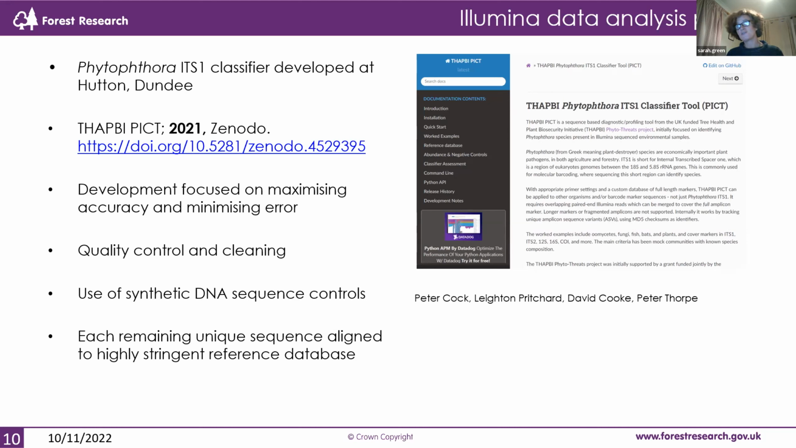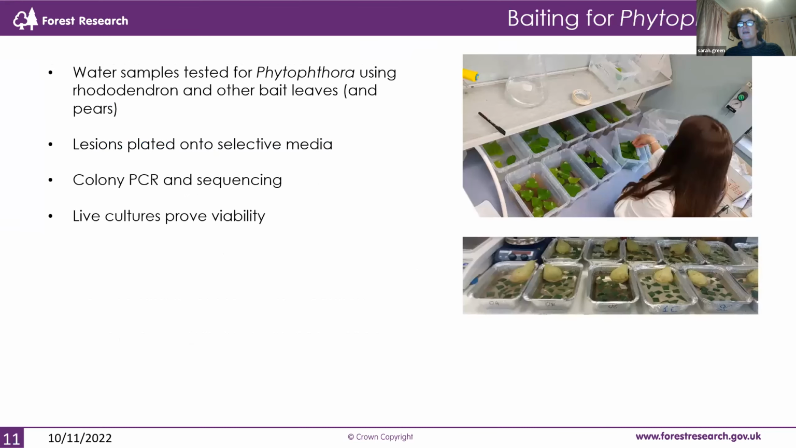And then a lot of sequences are thrown out if they're deemed to be error, and then any remaining sequence is aligned to a highly stringent reference database to allow that sequence to be identified to a Phytophthora species. And David Cook and colleagues developed that pipeline, that database, manually. And so that's been used on all our projects.